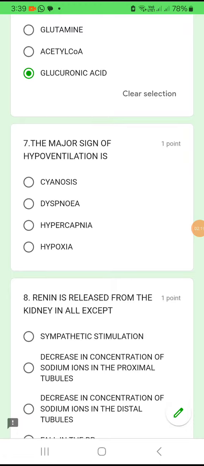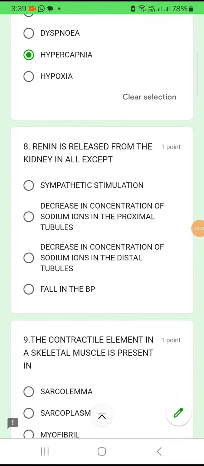Seventh question, the major sign of hypoventilation. So when you have reduced oxygen supply, hypoventilation, what is the major sign for it? The major sign is increased carbon dioxide level. So is it cyanosis, dyspnea, hypercapnia, or hypoxia? Option C. Definitely option C, hypercapnia.